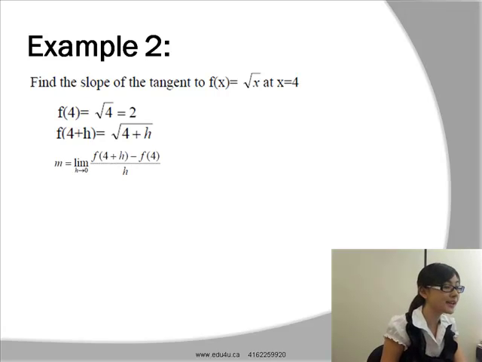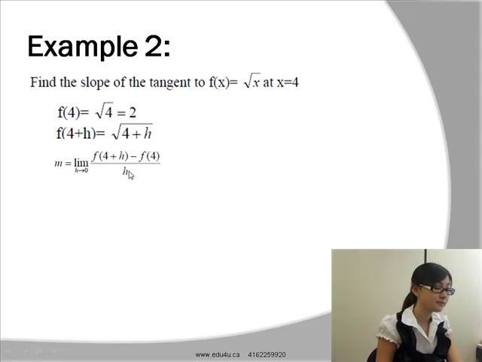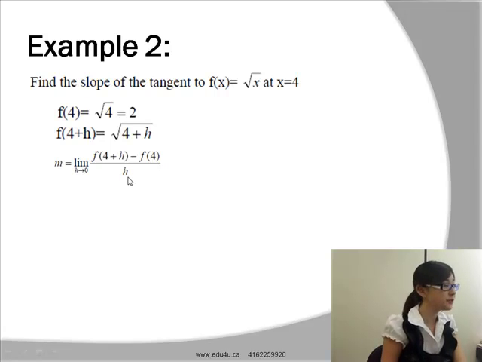Now let's plug it into the limit equation, in which the slope equals the limit as h approaches 0 of f of 4 plus h minus f of 4, divided by h. Some of you might be confused at this moment because you say, wait a minute, when h approaches 0, the denominator will approach 0. So how can this equation be true? Well, we have to find a way that we can eliminate this h in the denominator.